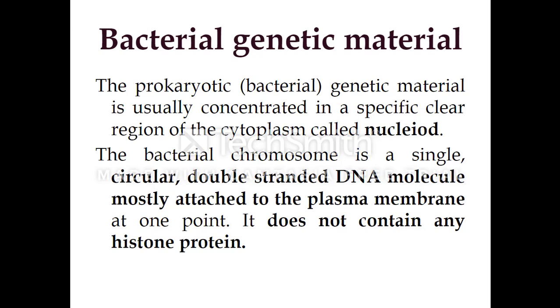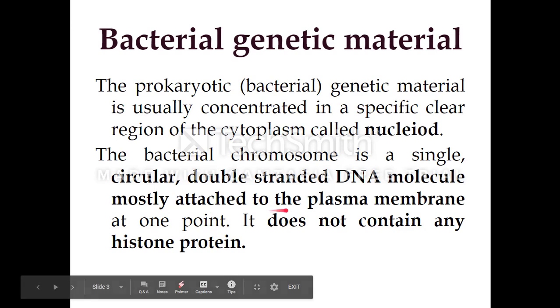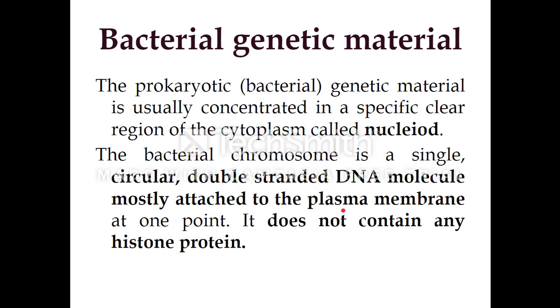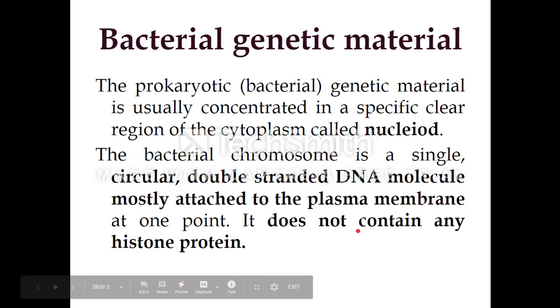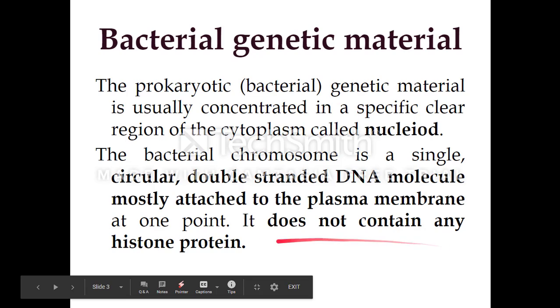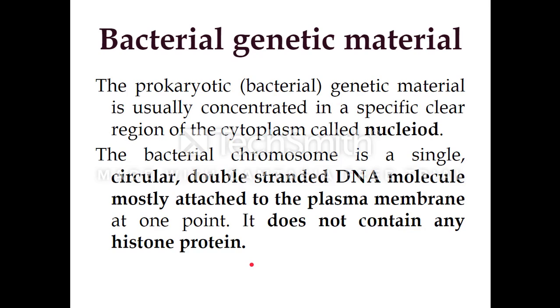The bacterial chromosome is a single circular double-stranded DNA molecule, mostly attached to the plasma membrane at one point. The bacterial genetic material does not contain any histone protein. This is very important.